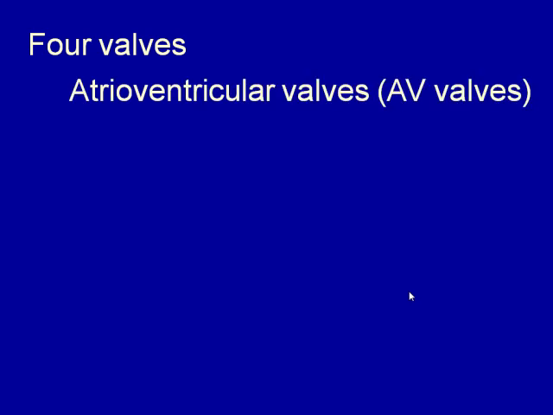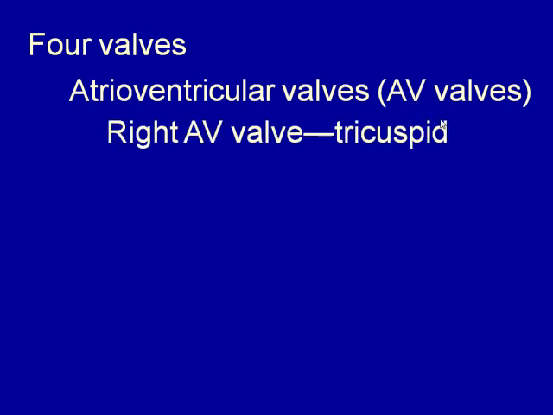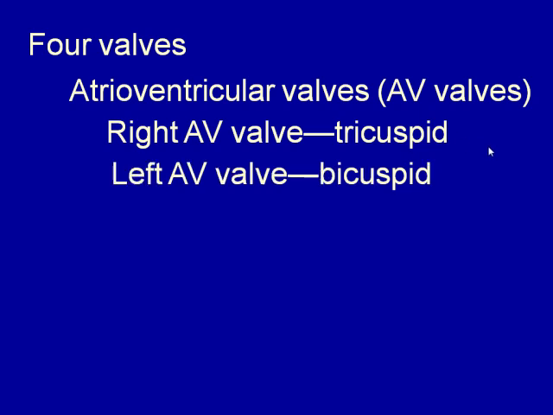There are 4 valves inside of the heart. The atrioventricular valves, or the AV valves, are the ones that are between the atria and the ventricles. On the right side of the body, the right AV valve is also known as the tricuspid valve. And the left AV valve is known as the bicuspid valve, or the mitral valve.